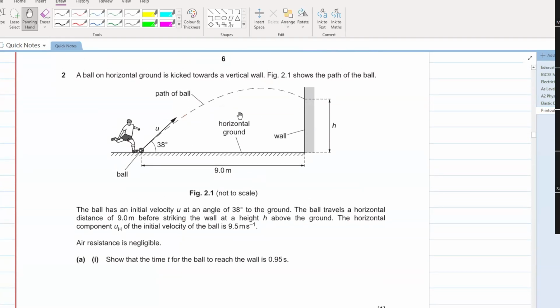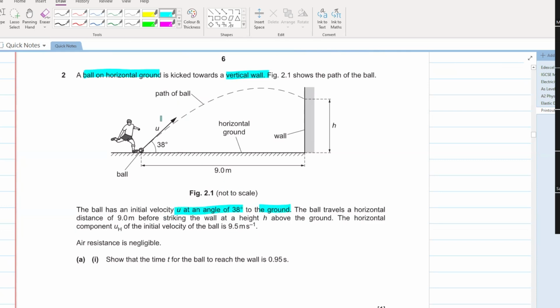A ball on horizontal ground is kicked towards a vertical wall. Just by seeing the diagram, if you are a good student, if you are my student, you might know this is a projectile motion question.